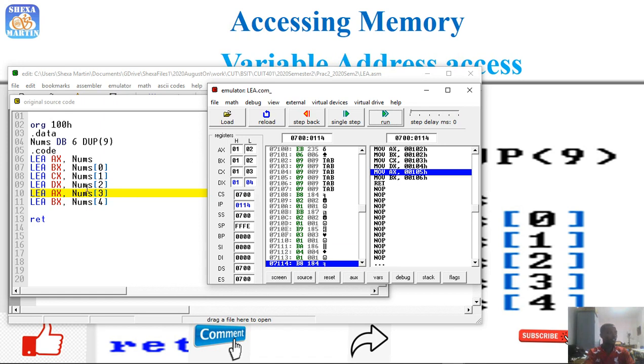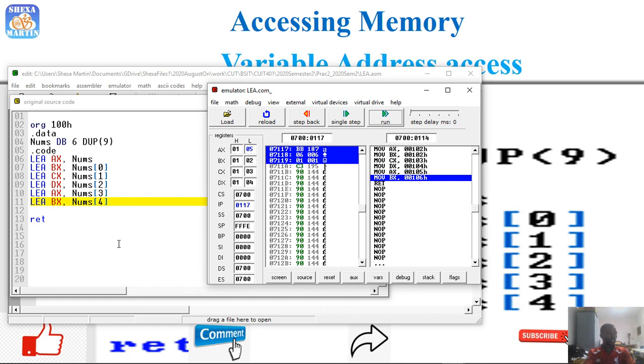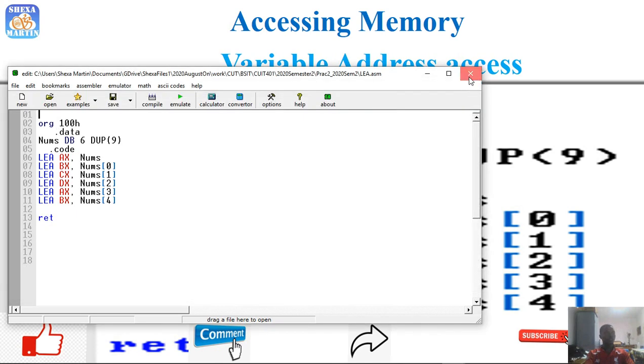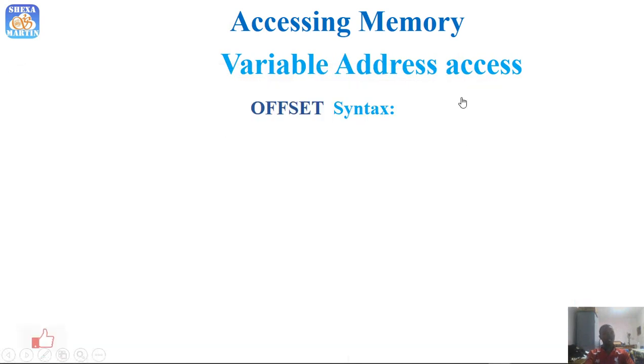Then let's put into AX the address of nums 3 variable, which is 5, and then into BX it's now 6. So that's how we access the addresses of our variables. Right, so I'm done with load effective address.